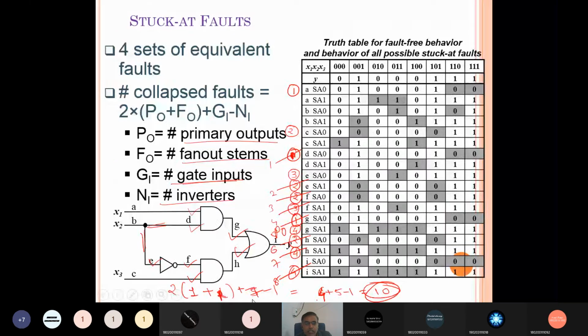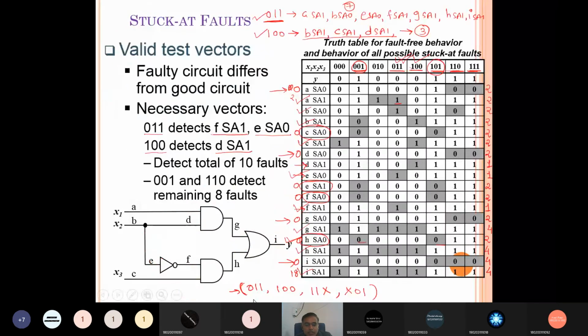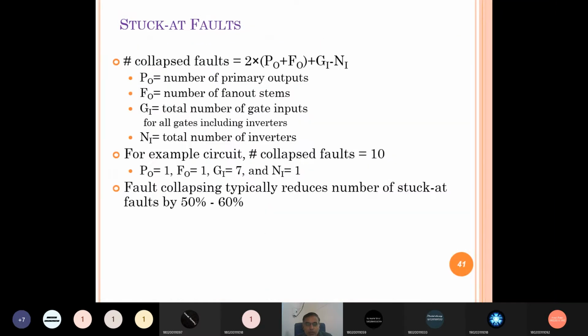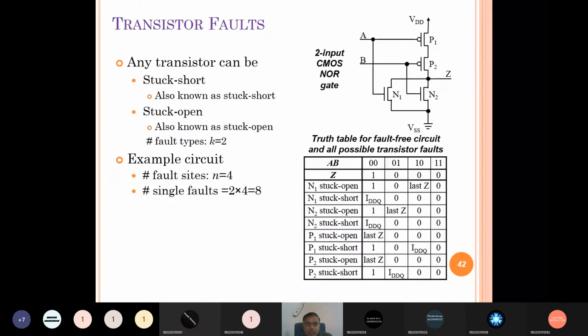We have seen one type of fault, which is the stuck at 0 and stuck at 1 fault. Now we'll go with another fault model, which is the transistor fault. In a transistor two types of fault occur. One is the stuck short fault, and the other is the stuck open fault.